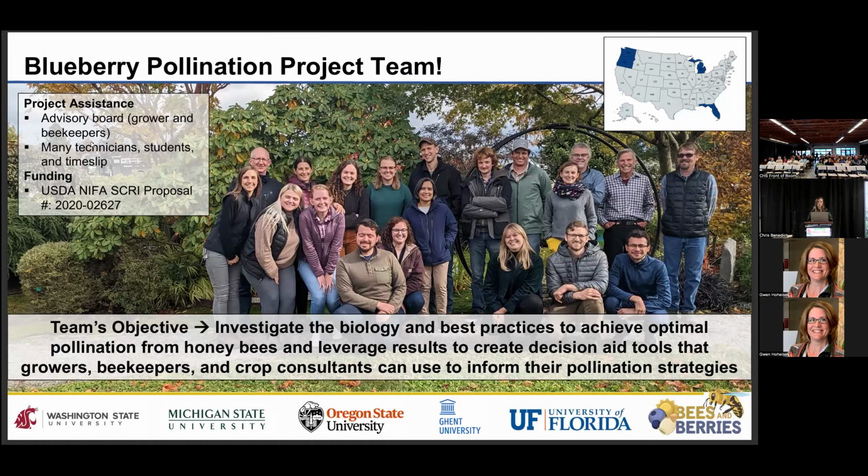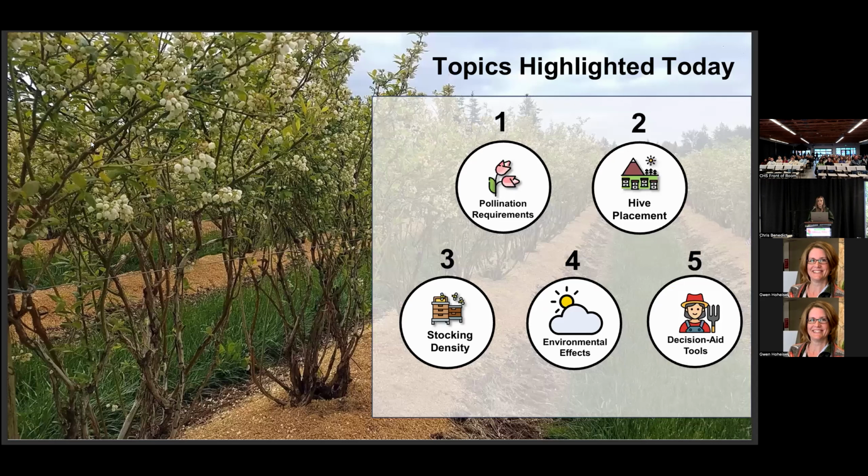We were feeling really creative, if I might be sarcastic, and we titled ourselves the Blueberry Pollination Project Team. We are members of multiple institutions, as I mentioned previously, with lots of technicians and time slip support that are all contributing to addressing some of the questions that I'll go into more depth in a moment. Our overall objective is to investigate the biology and best practices to achieve optimal pollination from honeybees, and then to leverage those results so that we create decision aid tools that growers, beekeepers, and crop consultants can use to inform pollination strategies. I'm going to cover the 5 objectives and 5 topics for this project.